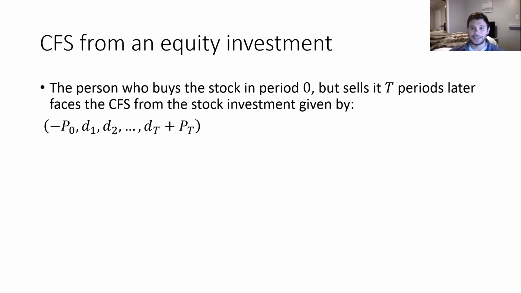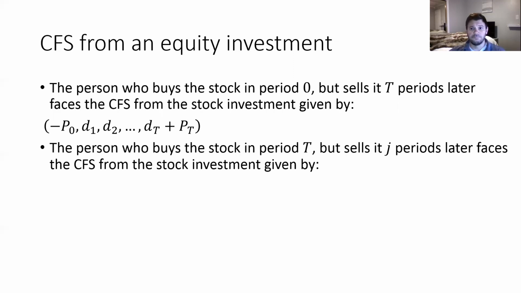However, that is not the end of the story for the stock. Now, that's the end of the story for this particular person who sells it. But if the person sells it in period T, somebody else must have bought it in period T. So we're going to now consider the perspective of the person who bought the stock in period T and then sells it J periods later.